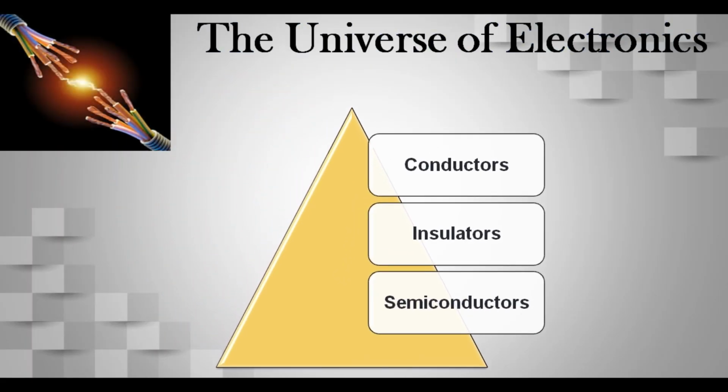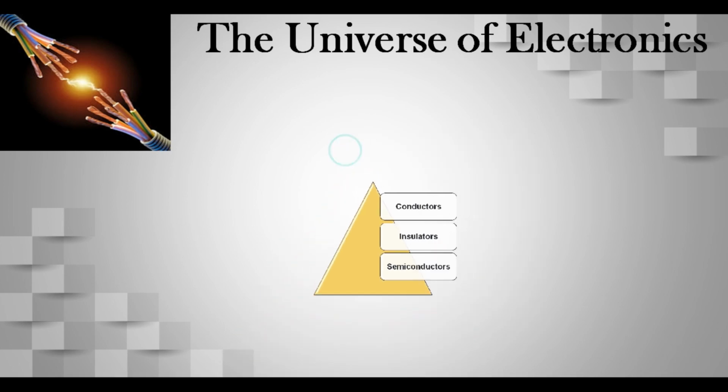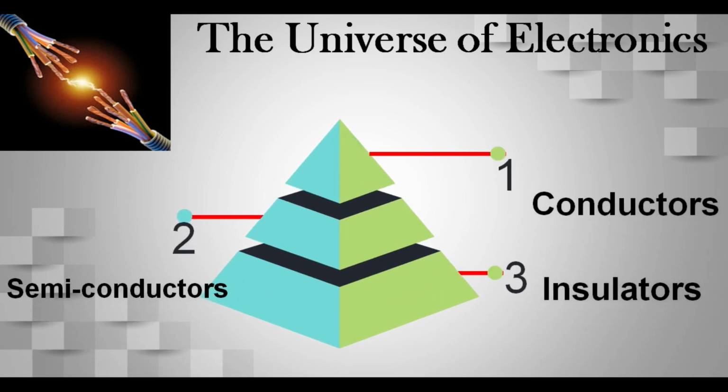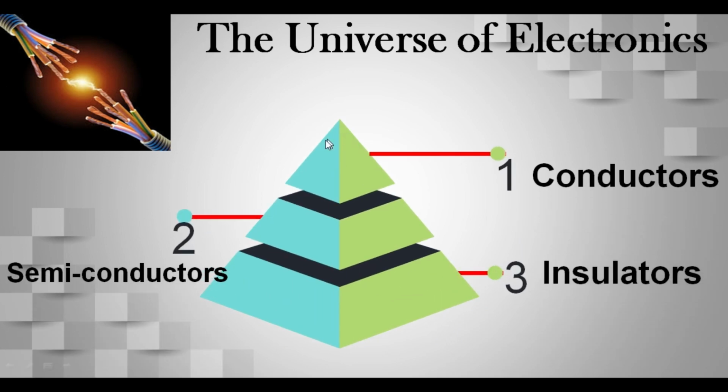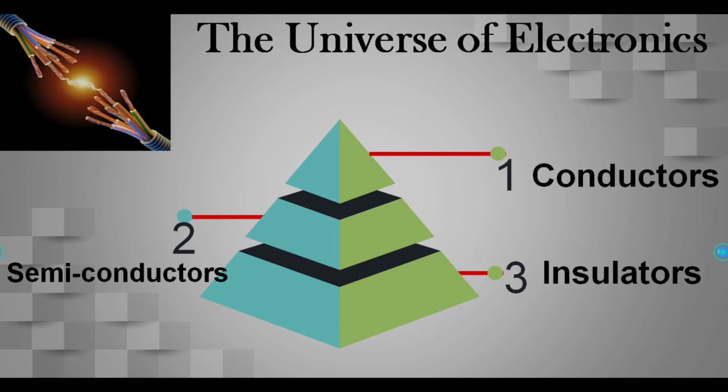So, what is there in the universe of electronics? We have conductors, insulators and semiconductors. Everything rotates around these three, and conductors lie on the top in terms of conducting electrons. Electrons are always available for conduction in conductors. In insulators, we don't get electrons for conduction, but insulators play a very important role in electronics. And at the intermediate level, we have semiconductors. Let us explore how we are going to deal with them.